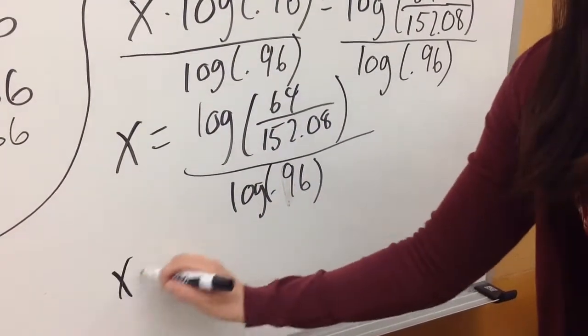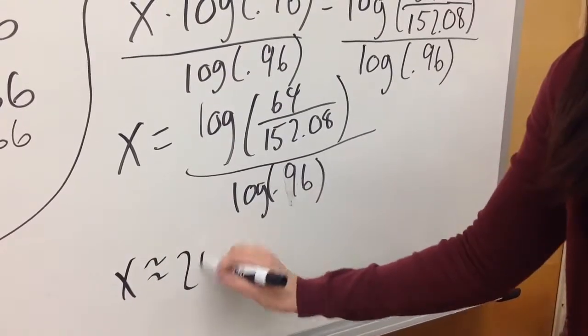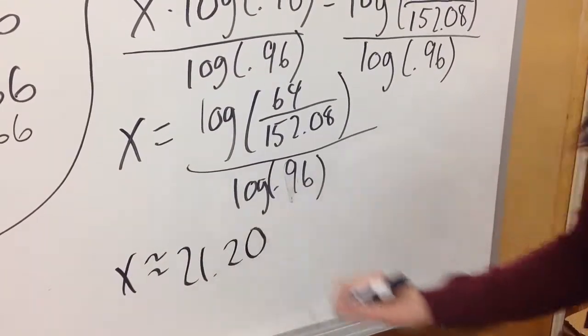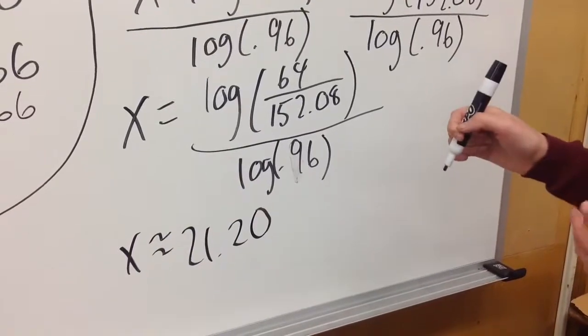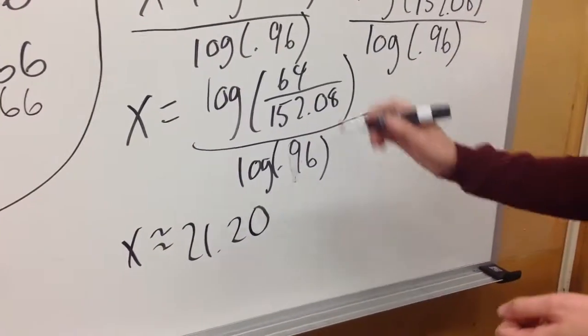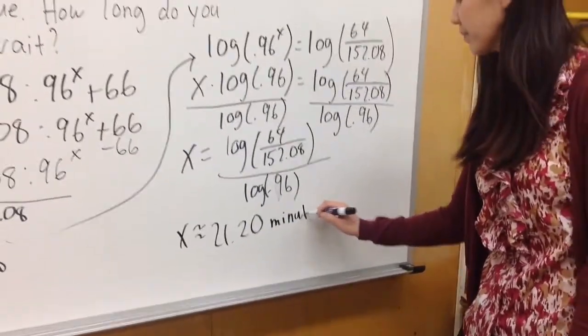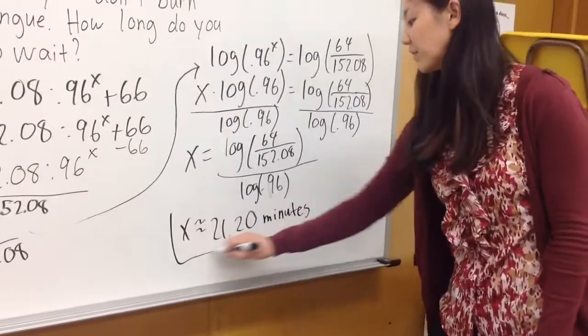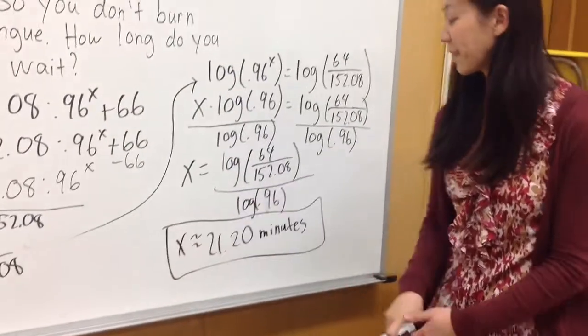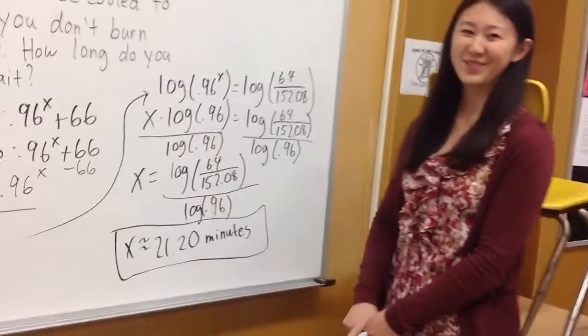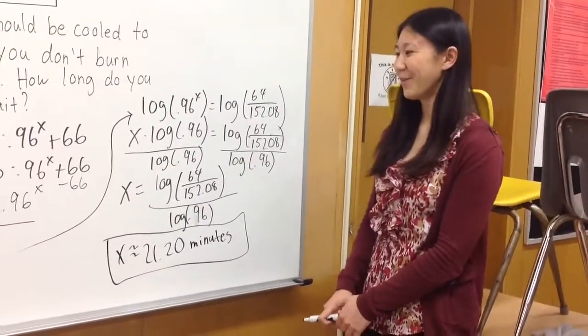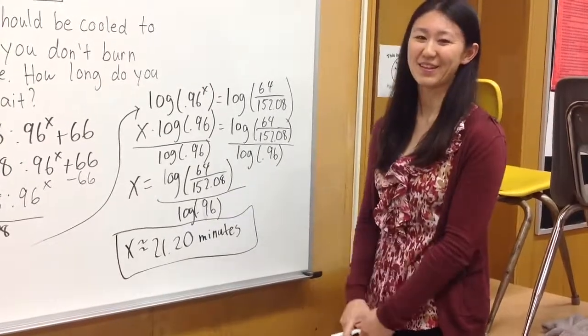So we just looked at how you do it in the calculator. So we got that x was about 21.20. And remember, x is time. It's being measured in minutes all the time. So this is 21.20 minutes. All right, so this was our whole problem. I will show you the bonus question in a little bit, but hopefully this helped a lot with logs.